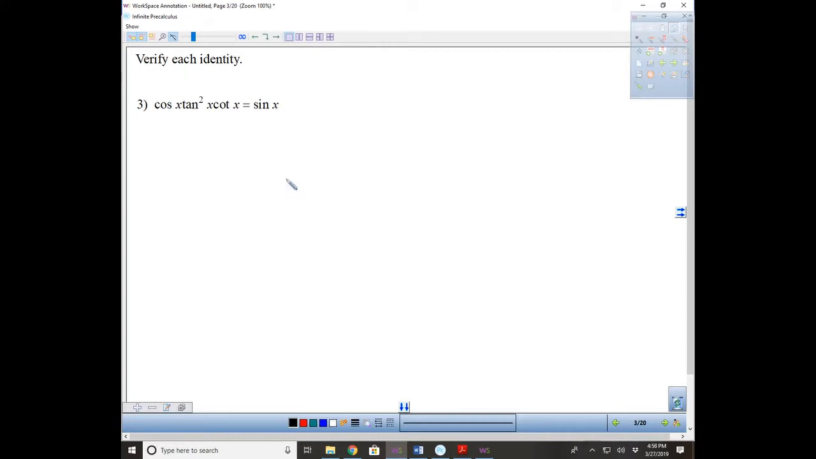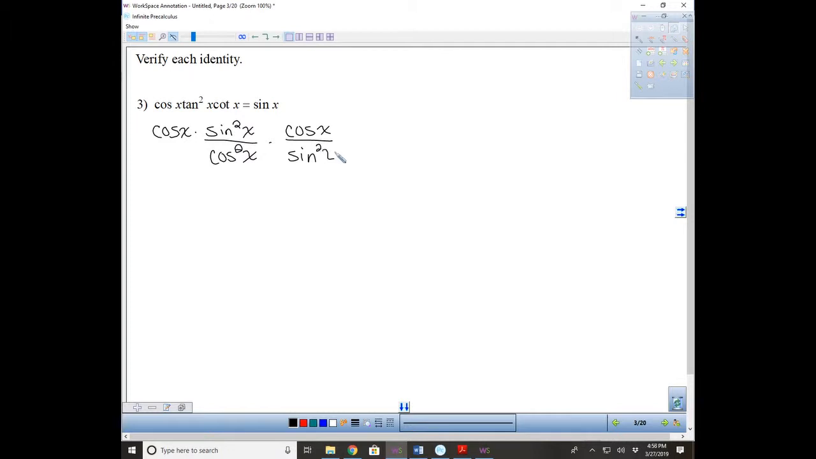Okay, number 3. So this is definitely the more complicated side. I do have a tangent squared, but I don't know that that's going to do anything. I notice I'm trying to get down to sine. So I'm going to start by writing everything in terms of sine and cosine. So I've got cosine, tangent squared is sine squared over cosine squared, and cotangent is cosine over sine.